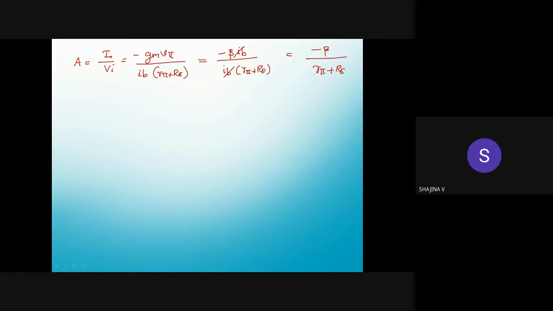Okay, so beta by R pi plus Re. This is A. Now we have to find the feedback factor beta. Okay, so my feedback factor beta is equal to what?